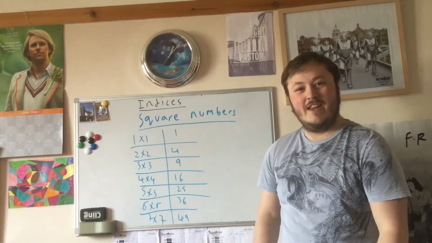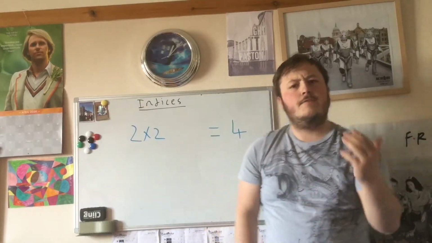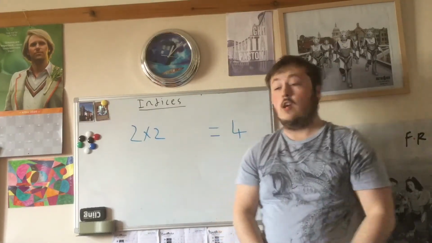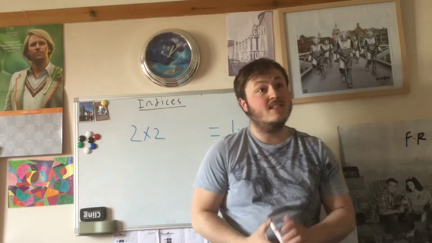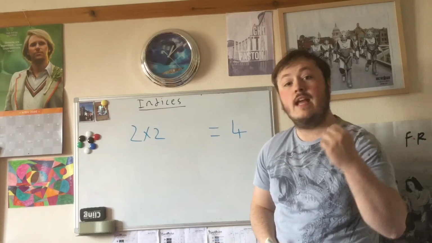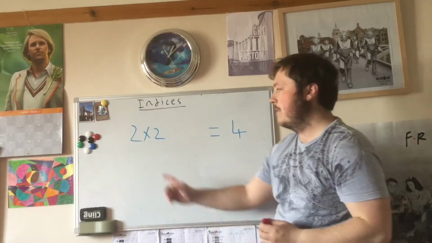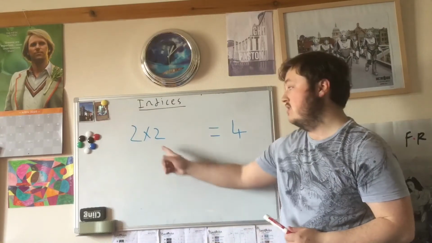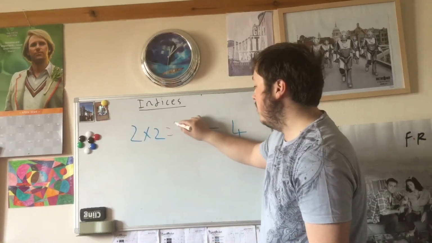Pretty interesting, right? But what on earth does that have to do with indices? Well, I'll tell you. Because square numbers are essential in indices. This is how you create an index. We start off by looking at the number we're timesing by itself, which is 2. So we're going to write a 2 here.